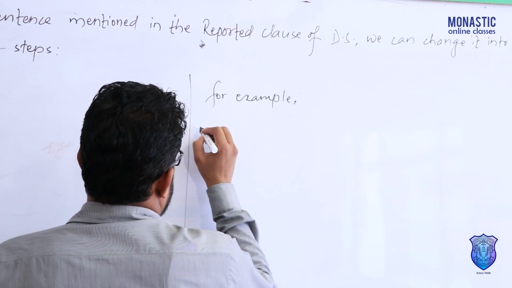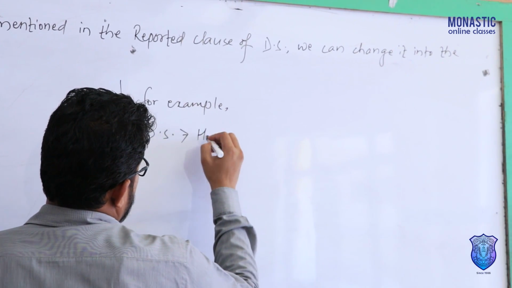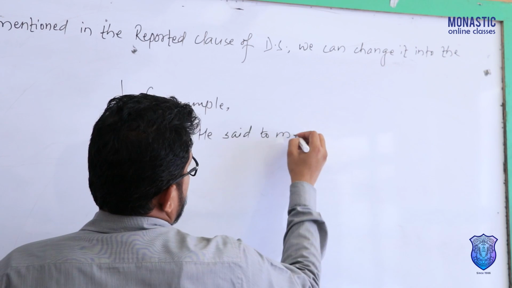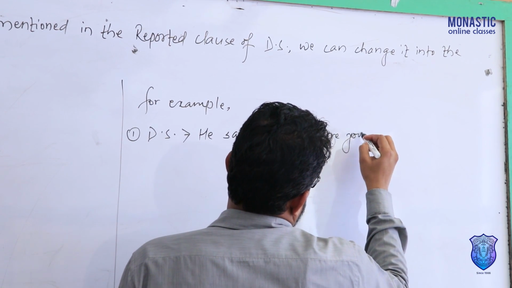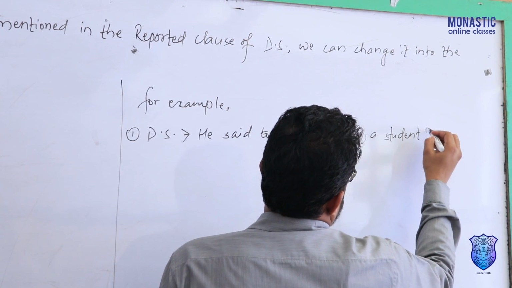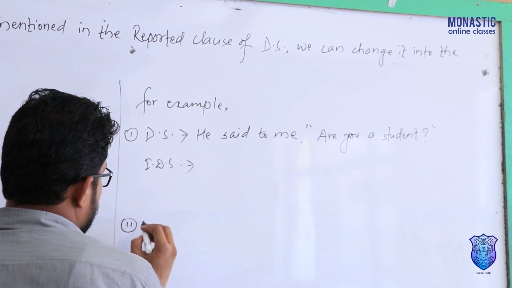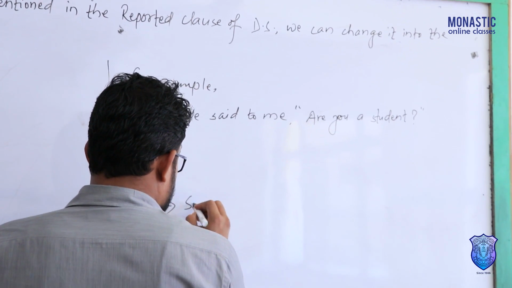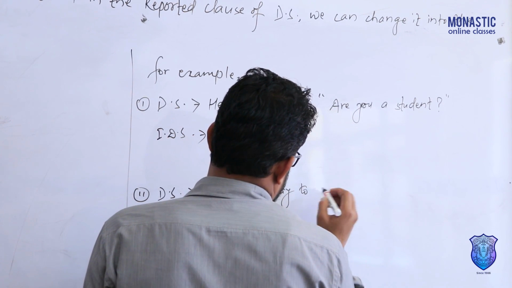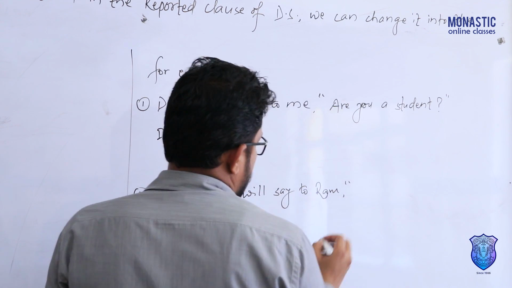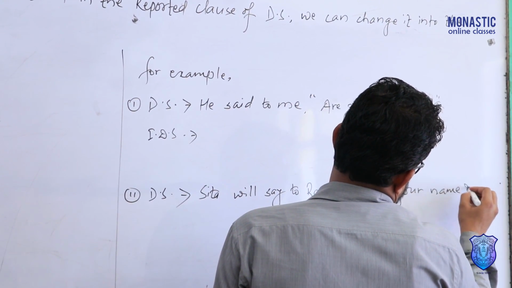This is an example. If the DS is: He said to me, "Are you a student?" Its IDS should be changed. My second example is about the DS: Sita will say to Ram, "What is your name?"